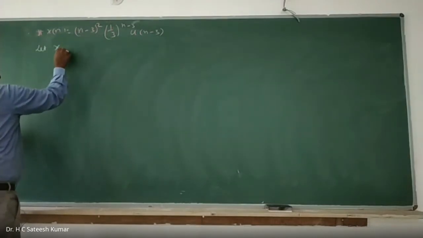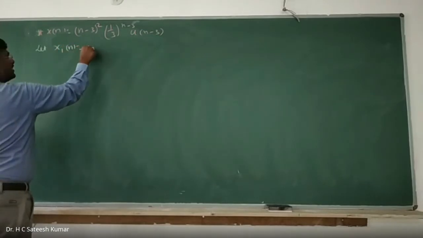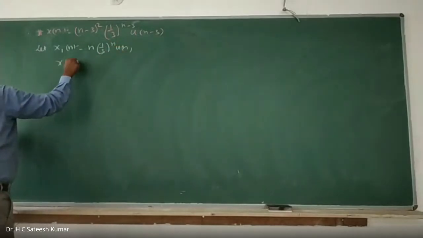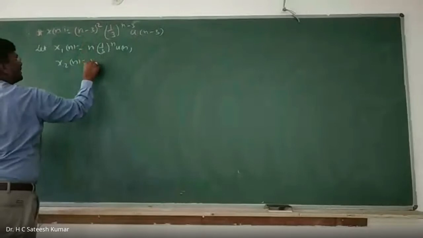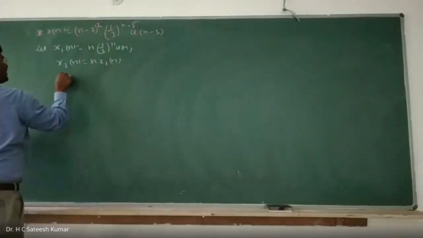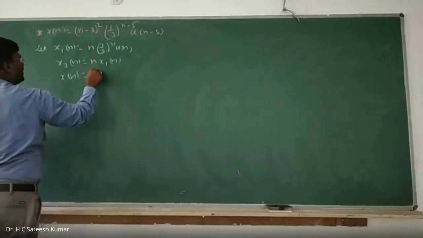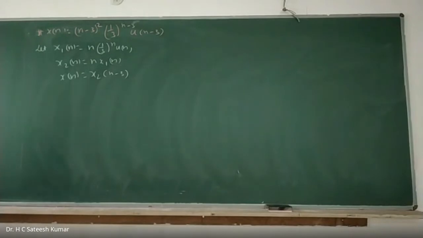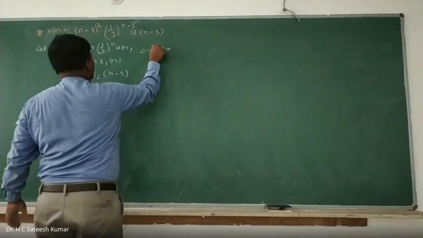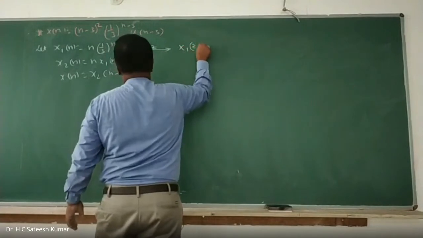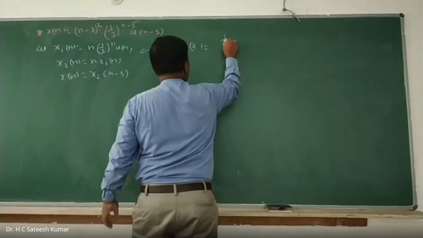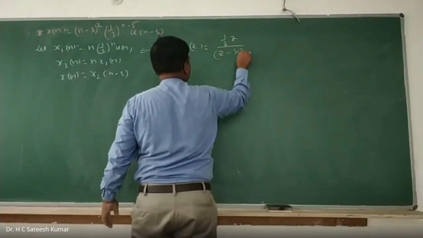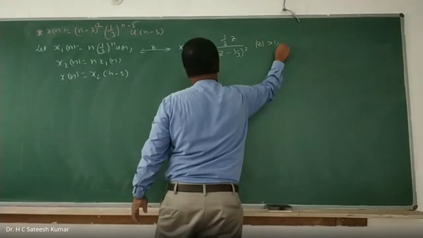Let x1 of n is equal to n into 1 by 3 power n into u of n. x2 of n is equal to n square into 1 by 3 power n u of n, that is n into x1 of n. And x of n is equal to x2 of n minus 3. That's it. Once you are able to get this, the rest is very simple. Z transformation of this one: x1 of z is equal to a z, here 1 by 3 z, divided by z minus a whole square, with ROC mod z greater than 1 by 3.